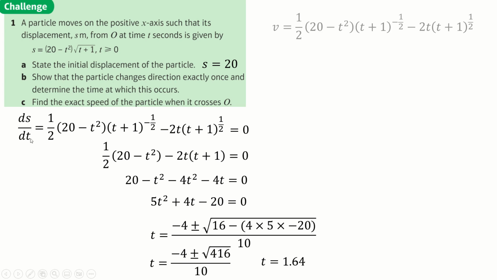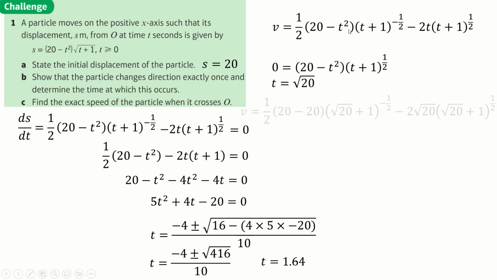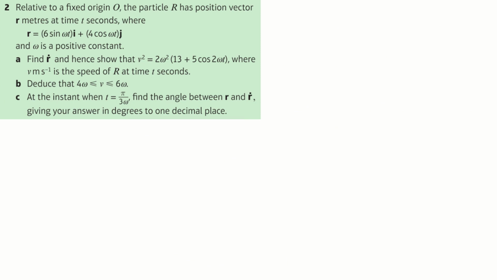So like I said, the velocity is this thing here. When it crosses 0, its displacement is 0. So we just set this to 0, and we solve for the time in which that happens. Obviously, this is not going to be 0, so we need t to be root 20. So we're then just going to put root 20 into here, and we're just going to type it all in, and we get v as this, and that will be the answer.